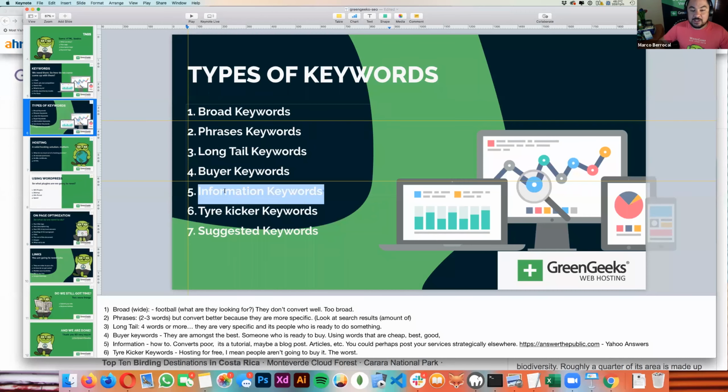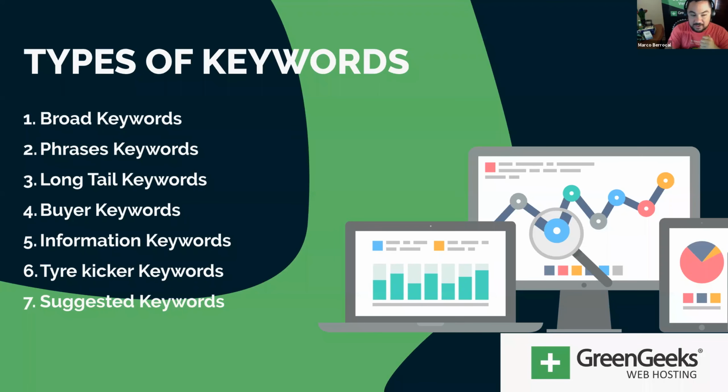Now, the information keyword has to do a lot with how-tos and tutorials. It converts a little badly because I am looking for information as to how to do something. My intent is not really to buy something. So these information keywords are usually good for blog posts. You could perhaps post your service strategically in them. What do I mean by that?